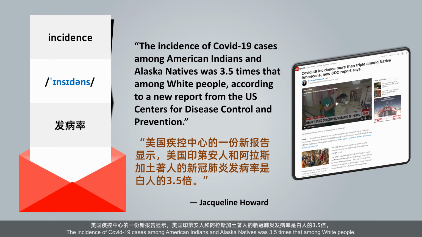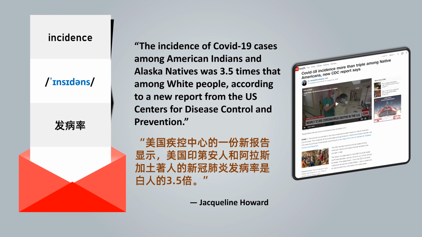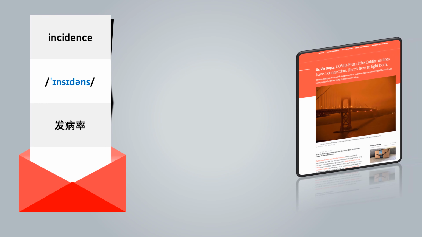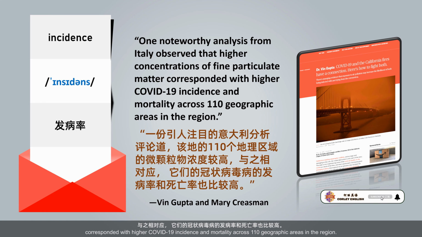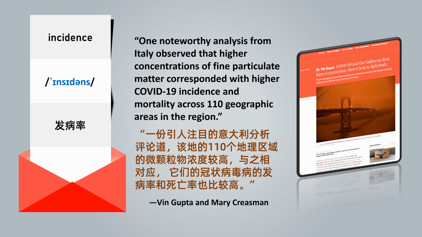The incidence of COVID-19 cases among American Indians and Alaska Natives was 3.5 times that among white people, according to a new report from the U.S. Centers for Disease Control and Prevention. One noteworthy analysis from Italy observed that higher concentrations of fine particulate matter corresponded with higher COVID-19 incidence and mortality across 110 geographic areas in the region.